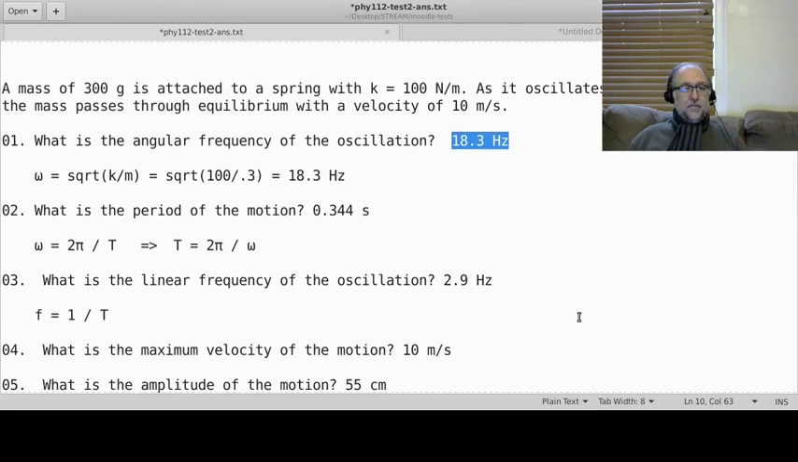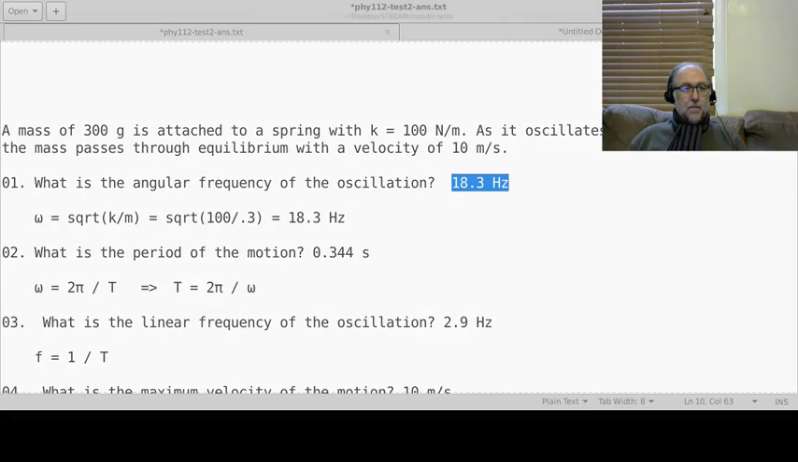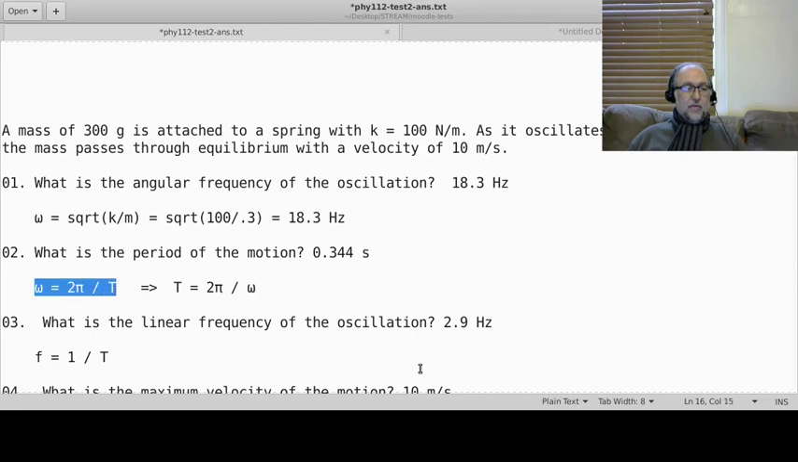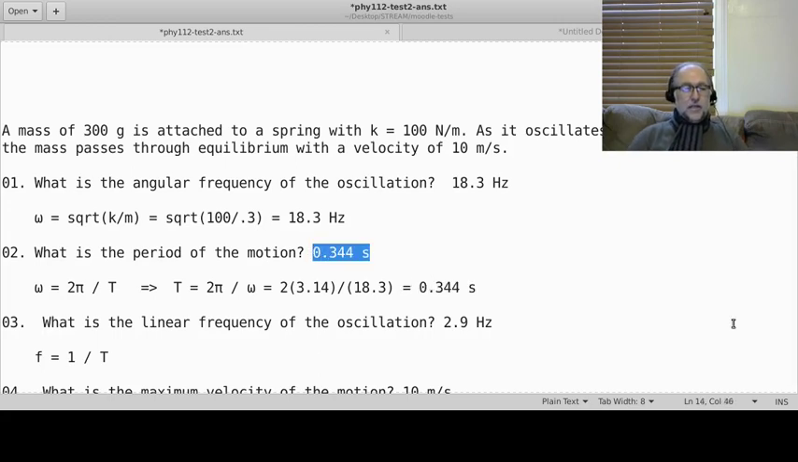Okay, so easy enough. The next question was, what is the period of motion? The period and the angular frequency are related this way, or possibly you might have seen it written that way. Both are equivalent to one another. Let's just plug in our numbers here. You've got 2 pi, so it's 2 times 3.14 divided by omega, which we found in the previous question, 18.3 hertz. Just crunching that through gives us a period of 0.344 seconds.